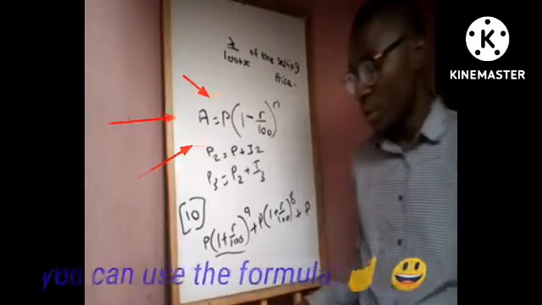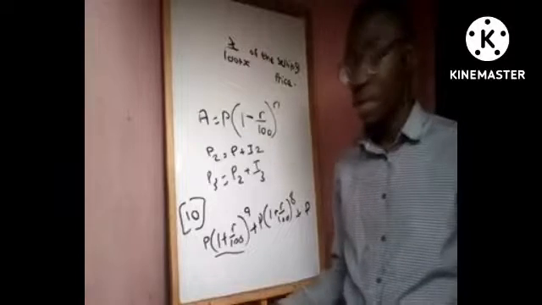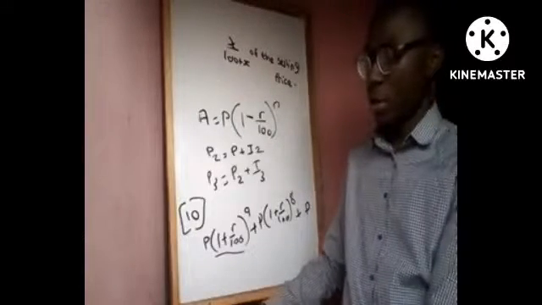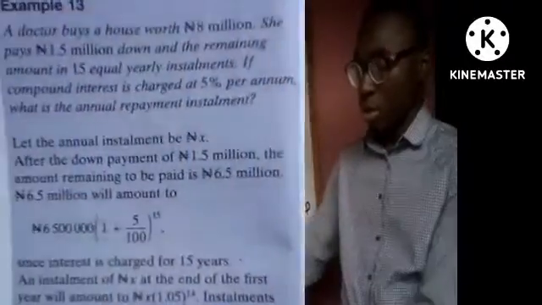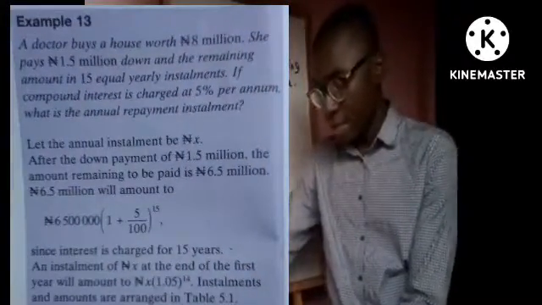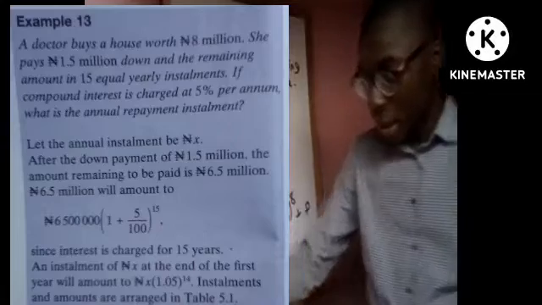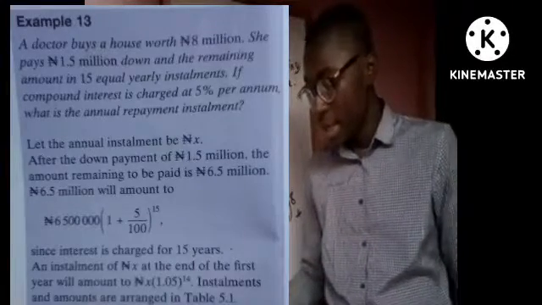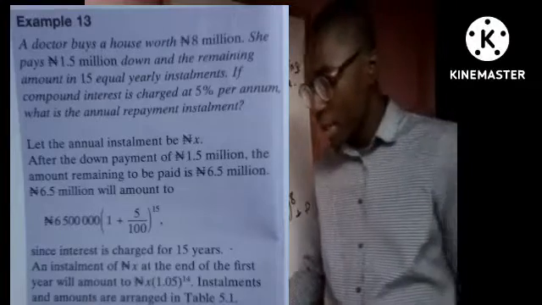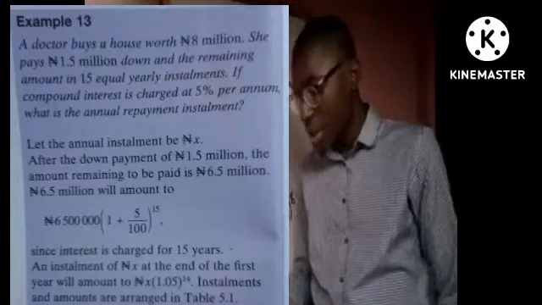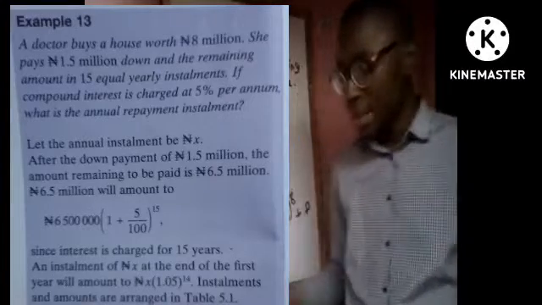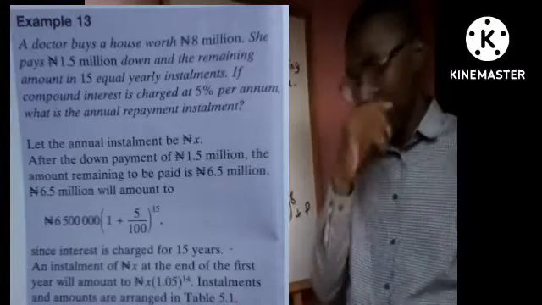So now let's move on to the part of this question that I really like to show you guys, and that is the part that talked about a doctor who buys a house worth 8 million. She pays 1.5 million down, and the remaining amount is paid in 15 equal yearly installments. If compound interest is charged at 5% per annum, what is the annual repayment installment? So this is an example of making use of the annuity method.